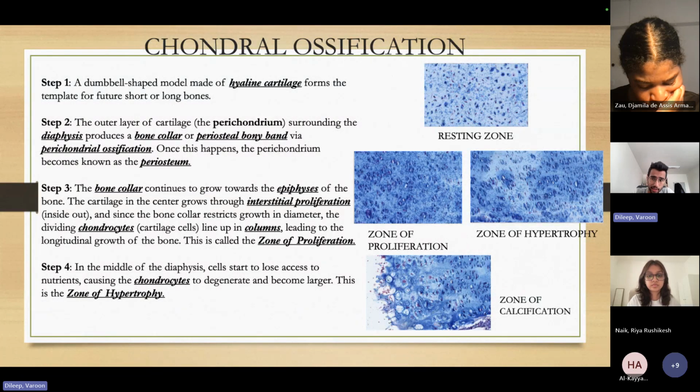They become degenerated and the space between them increases. All right. This is called the zone of hypertrophy. And you can see these white holes, right? These represent lacunae, which is where the chondrocytes are present.